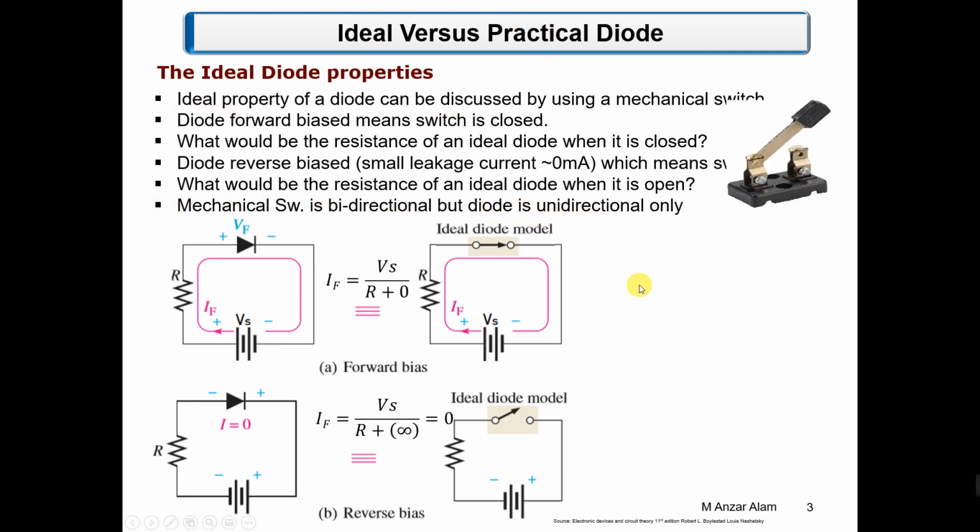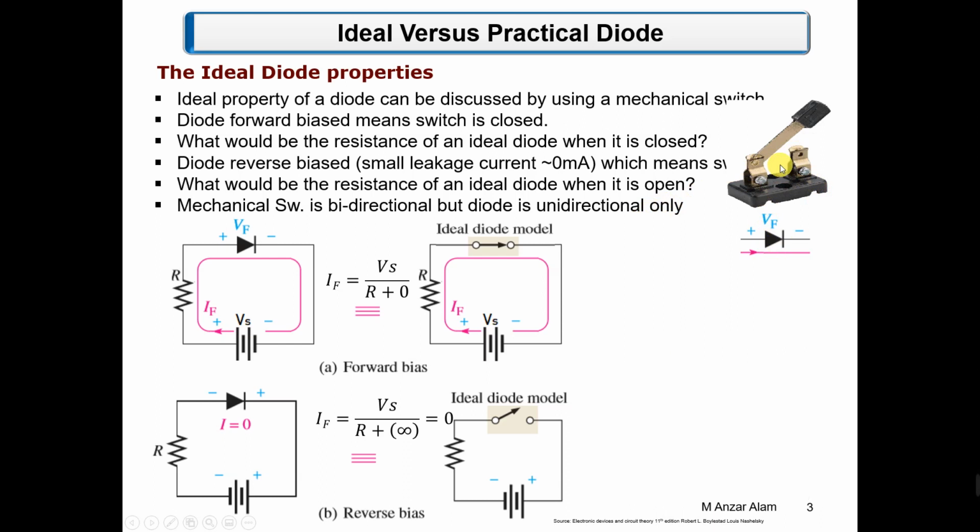So this is the difference between the mechanical switch and the diode. The mechanical switch, if this point is connected with the plus supply and this point is connected with the minus supply, the current will flow from plus to minus in this direction. Okay, so the current will be from left to right.